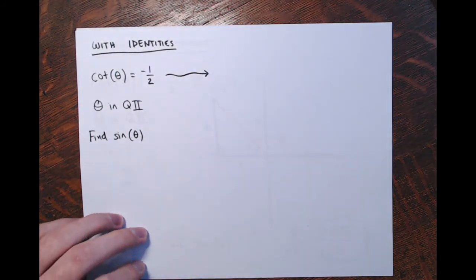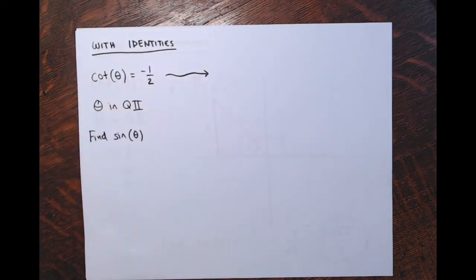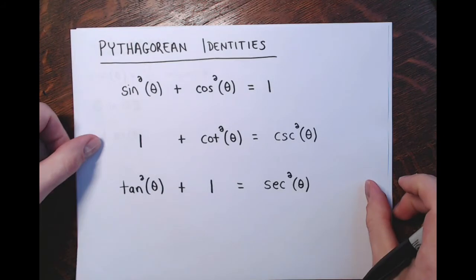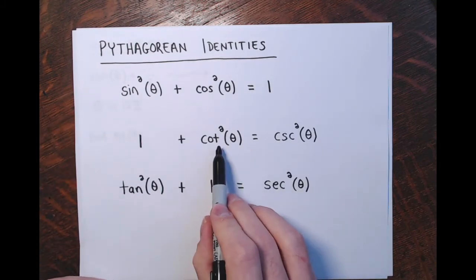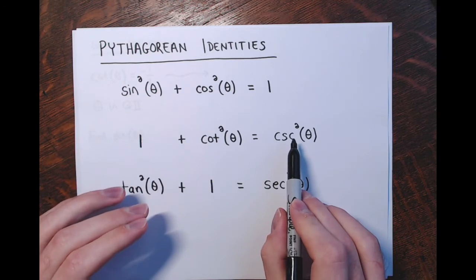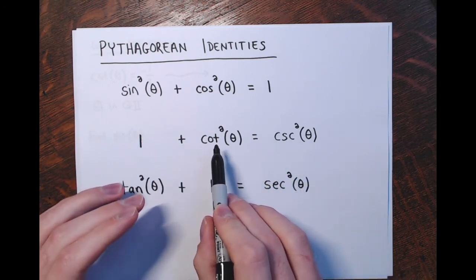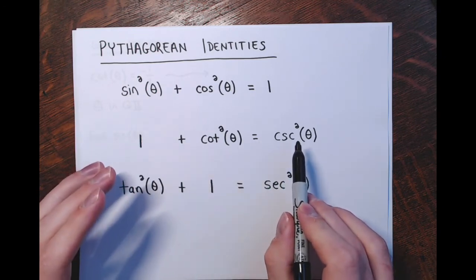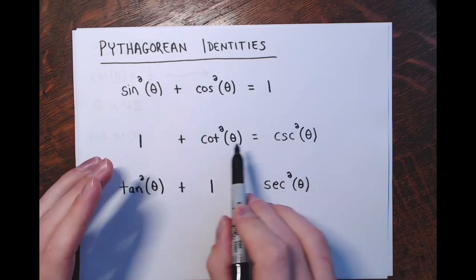So we're given the cotangent. Now, if you look back at the Pythagorean identities, there was one of them involving cotangent, and that one involving cotangent also involved cosecant. So if I know the cotangent, I can solve for the cosecant. So that's this one here.